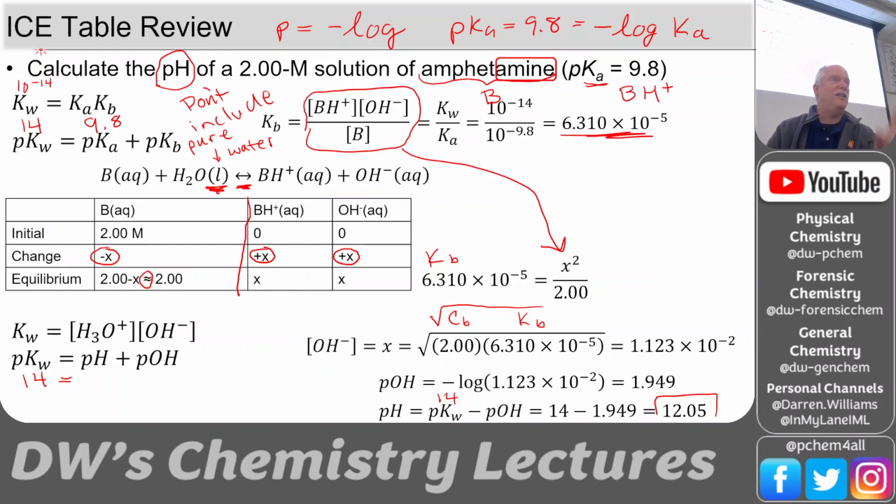Did it help? Right under the double arrow, that's where the signs change. So, products, reactants. Products are going away, reactants are showing up. The equilibrium constant expression? Yes.